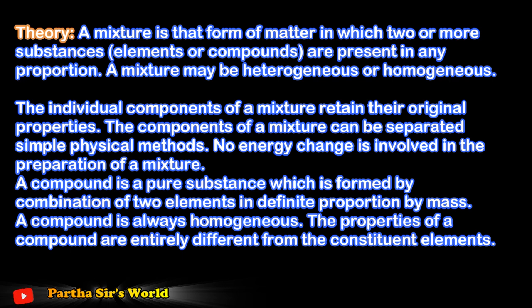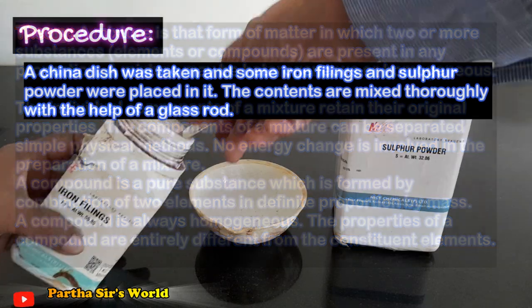A compound is a pure substance which is formed by a combination of two or more elements in definite proportion by mass. A compound is always homogeneous. The properties of a compound are entirely different from the constituent elements.